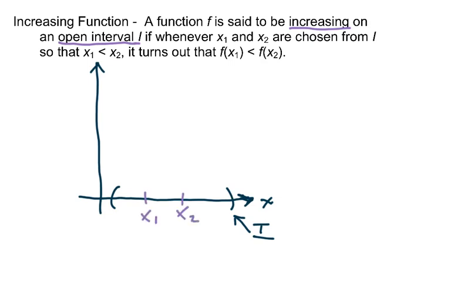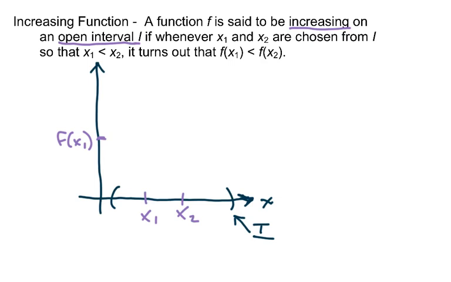Whenever I pick my x1 and x2 out of that interval so that the x1 is the one on the left, the lesser one, if the function is increasing, that means f of x1 would be less than f of x2. How might that happen? That might happen something like this. Maybe my f of x1 is here. And remember, the idea is f of x1 is the value of y when x is x1.